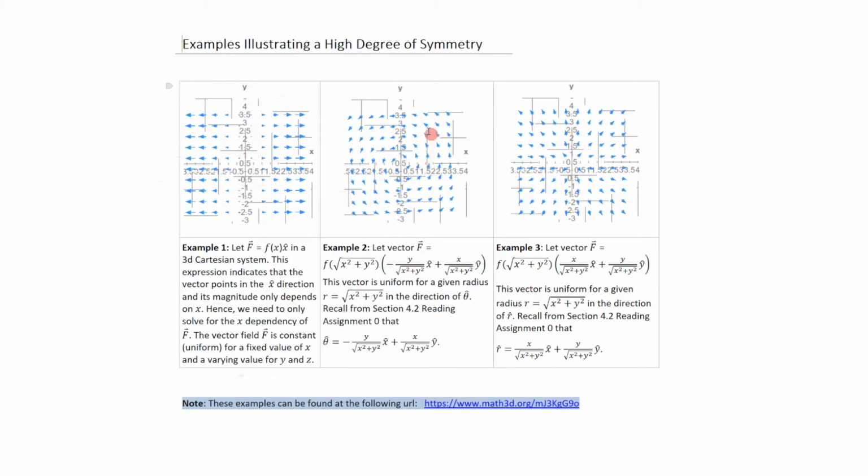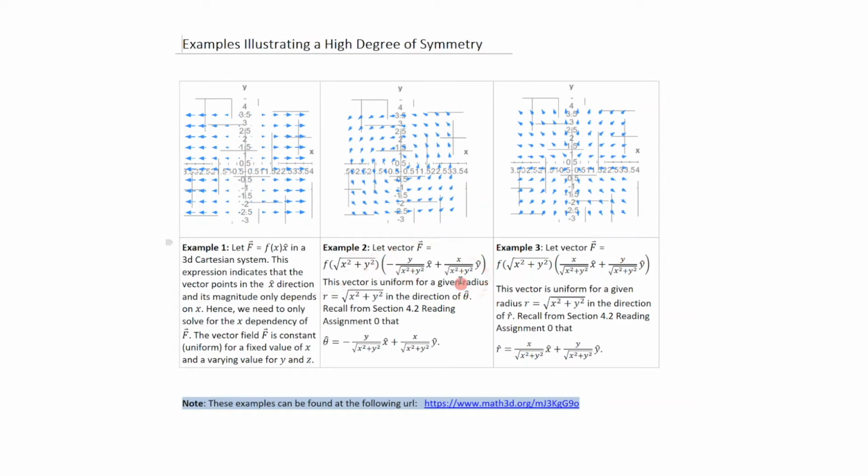Here's an example of a rotational field. In this case, if you were to follow a circle, you would find that these lines all have the same magnitude. So effectively, you can say that the field magnitude depends only on the radial position, where the square root of x squared plus y squared is the radius. And the field is in the theta hat direction.